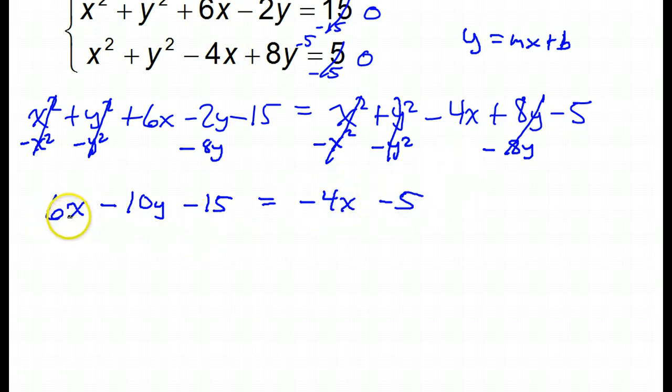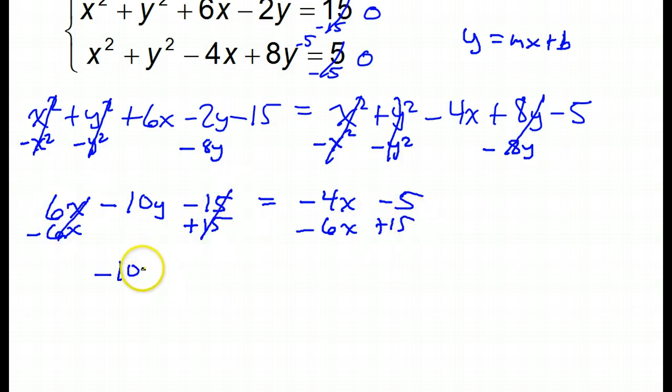Okay, now I'm shooting for y equals mx plus b, so I want my x's over there. So I'm going to go ahead and subtract 6x from both sides. Okay, so that gives me negative 10. Well, let me go ahead and do the constant also. Let's add 15 to both sides as well. So those will cancel out, and this will cancel out. So I will have negative 10y equals negative 10x plus 10. That's a lot of 10s.